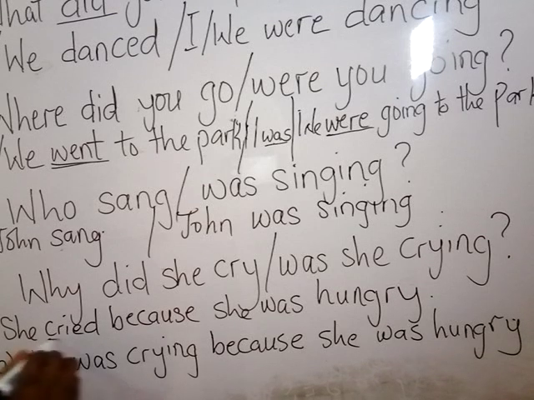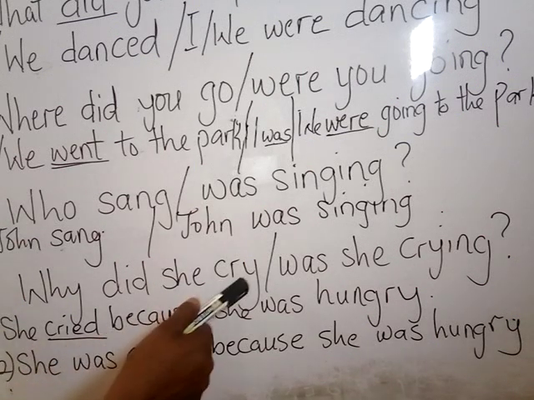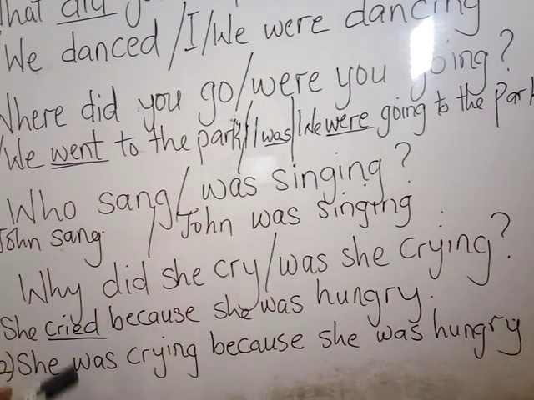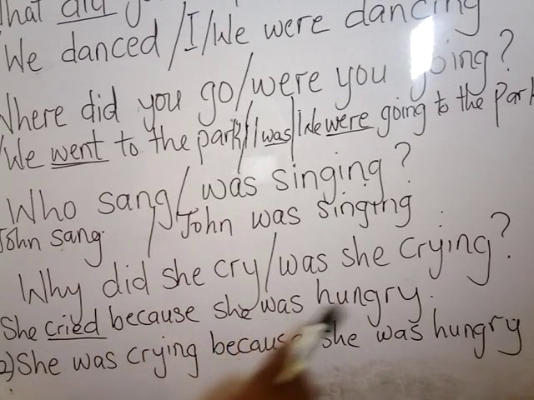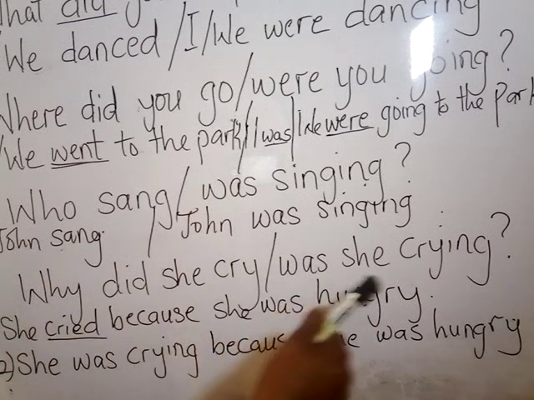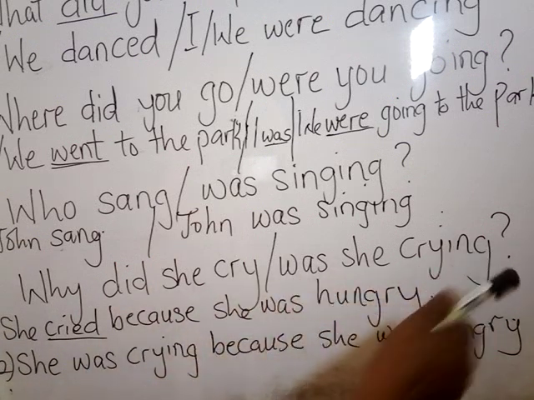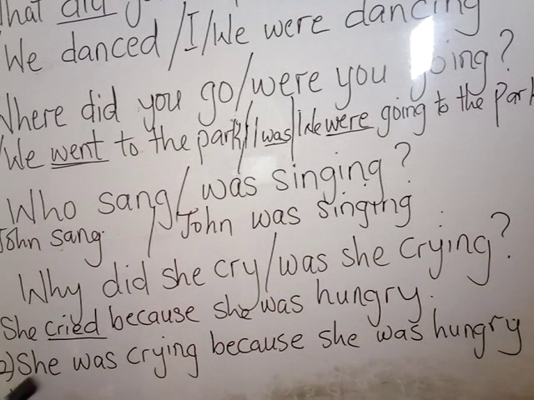Okay, remember we told you that for why, you always have to give a reason. It is a question that asks for the reason of an action, or the reason behind an action. Now, she cried. You have to put the cry in the past tense because this is something that has already happened. She cried because she was hungry. Then the other way to ask is, why was she crying? Now the response would be, she was crying because she was hungry.